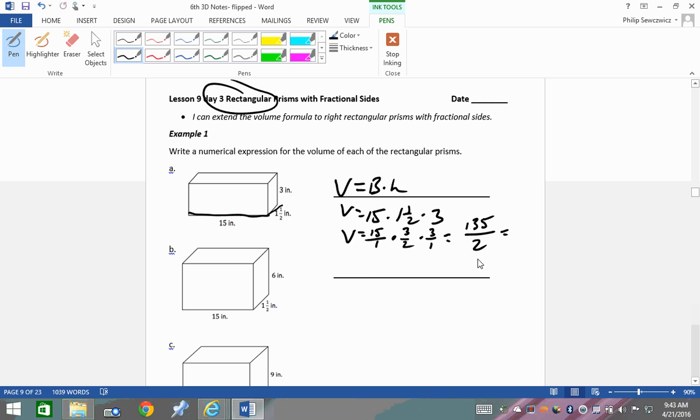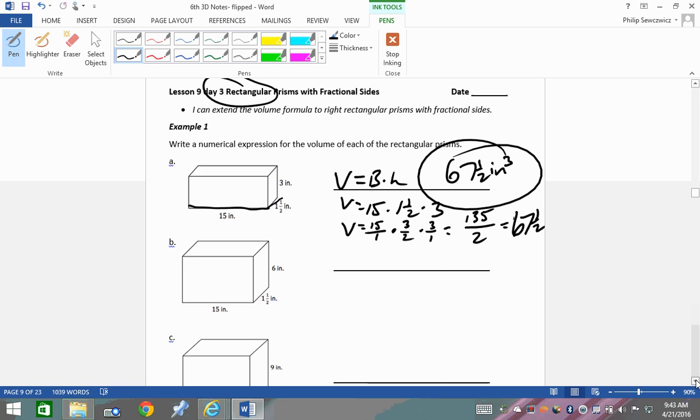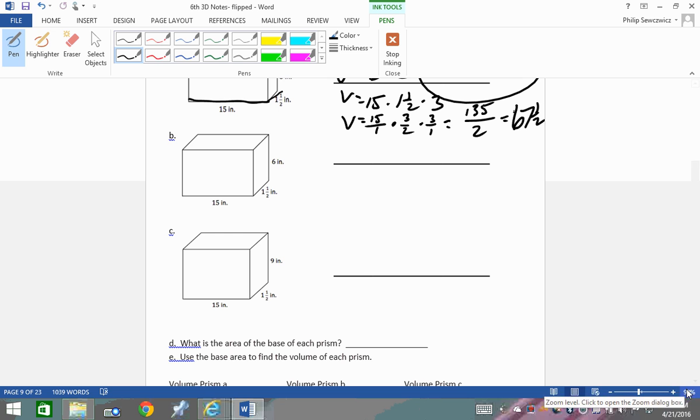So hey, reach for your calculator. Go ahead and do it. Type in 135 divided by 2. When you do that, you should end up with 67.5. But again, we want it as a fraction, so 67.5 is really 67 and a half. So that is your volume, 67.5 inches cubed. Again, that's how many cubes we're looking at. Not a bad thing, your fractions. We gotta do our simplifying that's there.